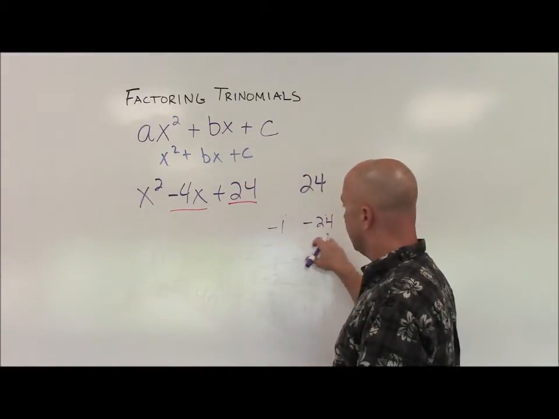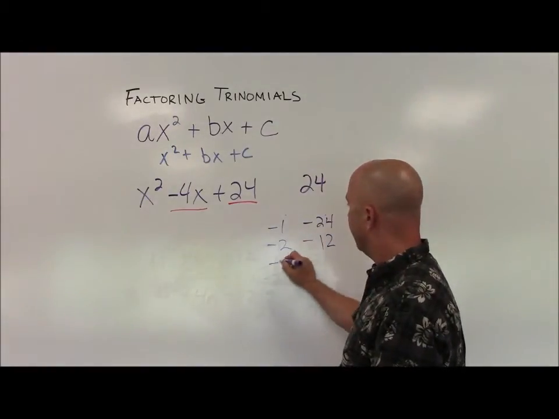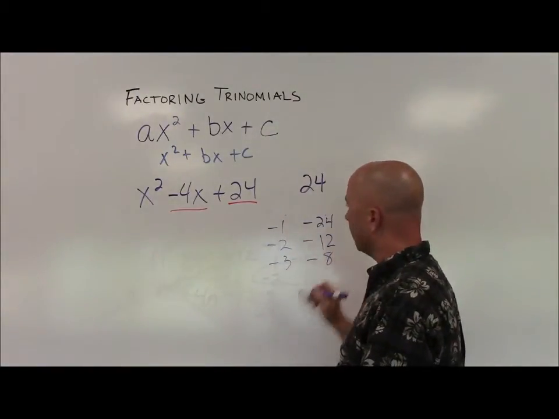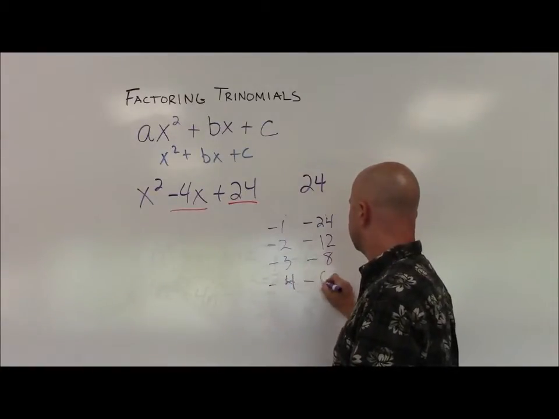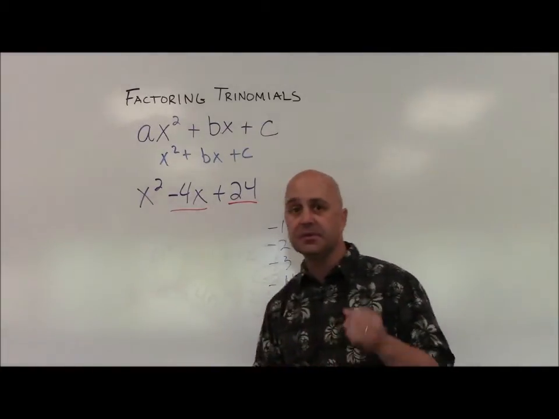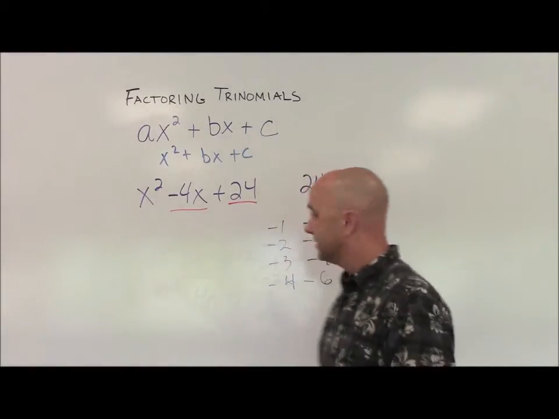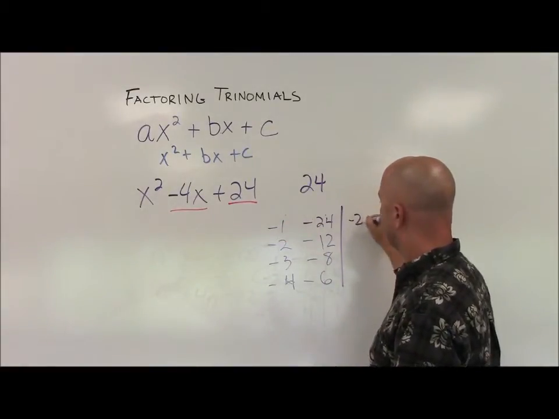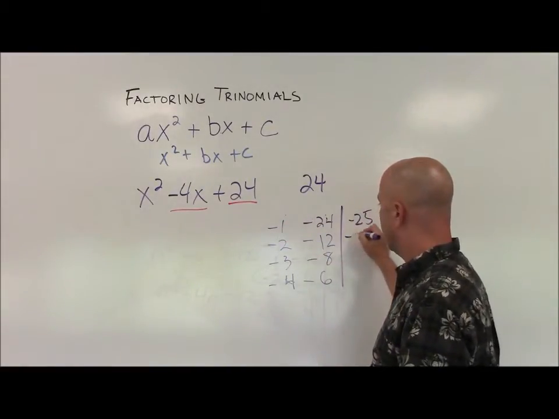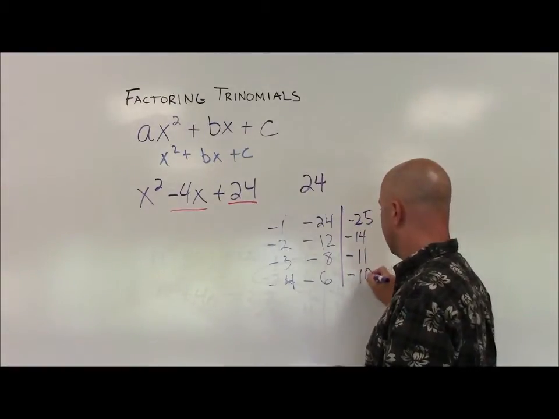So I got negative 1, negative 24. I got negative 2 and negative 12. Negative 3 and negative 8 would also make 24. And negative 4 and negative 6. Now remember, the second step is to add these together. We're trying to find something that would combine to make a negative 4x. So I combine a negative 1 and a negative 24, I get a negative 25. Here I'm going to get a negative 14, here a negative 11, and here a negative 10.